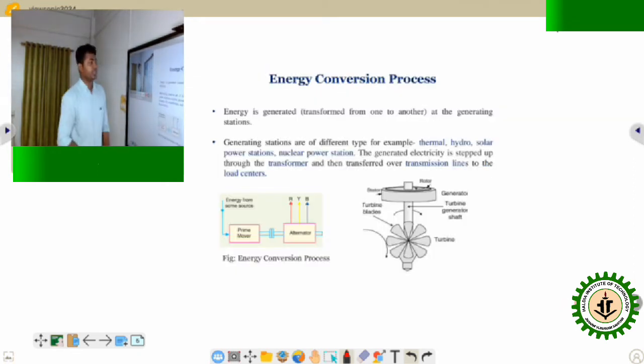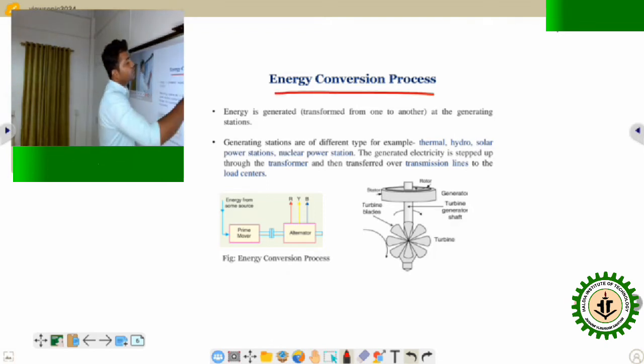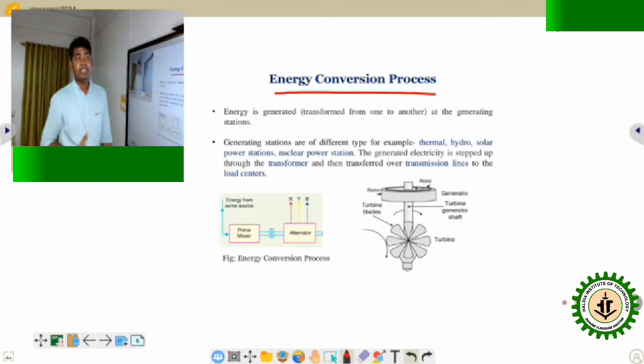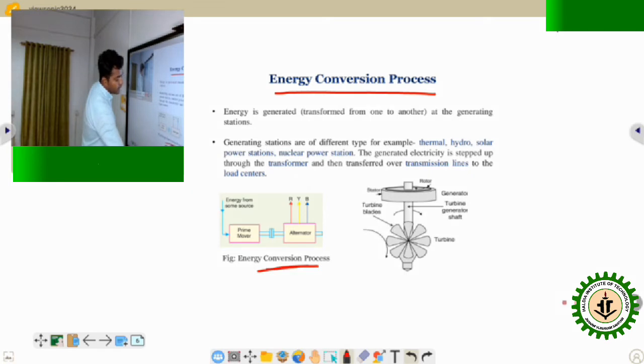Next, the energy conversion process. Energy conversion process means how the electrical energy is generated. But how will we ultimately get the electrical energy? There is a process. So what is the main basic process? We know that electrical energy is generated. Here, electrical energy means mainly AC electrical power, AC power.